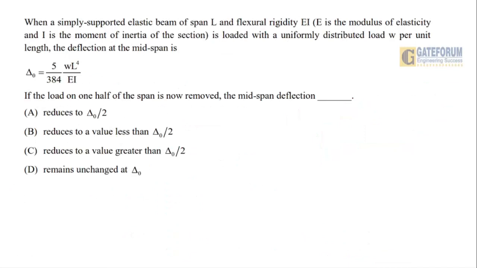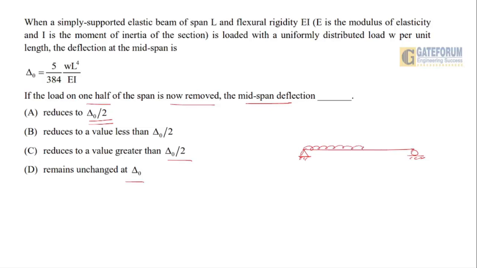When a simply supported elastic beam of span L and flexural rigidity EI, where E is the modulus of elasticity and I is the moment of inertia of the section, is loaded with a uniform distributed load w per unit length, the deflection at mid span delta is 5 by 384 wL power 4 by EI. If the load on one half of the span is now removed, the mid-span deflection reduces by delta naught by 2, reduces by a value less than delta naught by 2, reduces by a value greater than delta naught by 2, or remains unchanged.